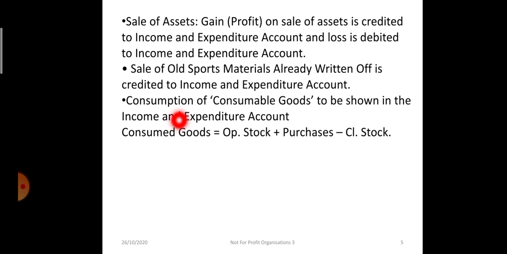And how to calculate consumable items? Purchases plus opening stock minus closing stock, we will get the amount consumed, and it will be debited to income and expenditure account. Then subscription is the amount which is paid by the member to keep his membership alive.